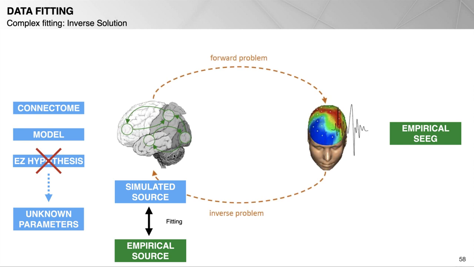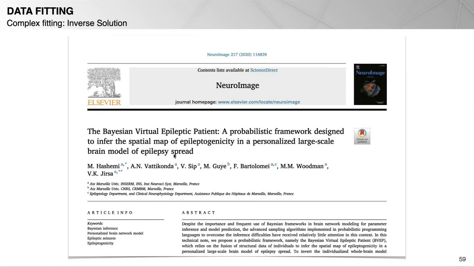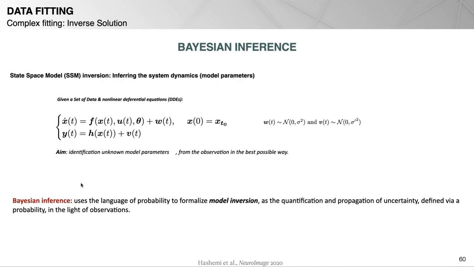So no, we are not using the clinical hypothesis. What we want is to use the empirical data to find these unknown parameters and predict which regions are in the epileptogenic zone or in the propagation zone. And this technique is based on the following paper from Hashemi and Hall, from last year in Neuroimage. And as I told you, it's called the Bayesian virtual epileptic patients.